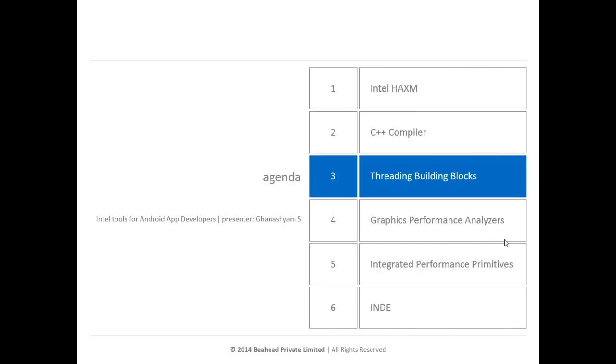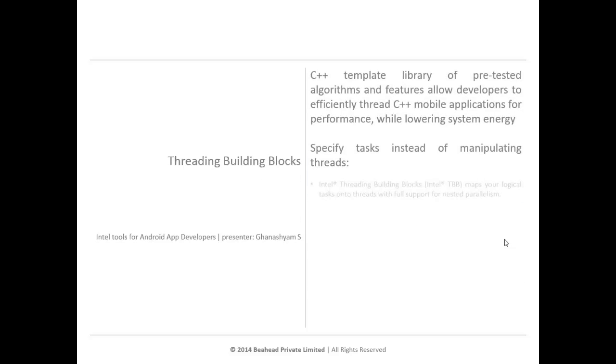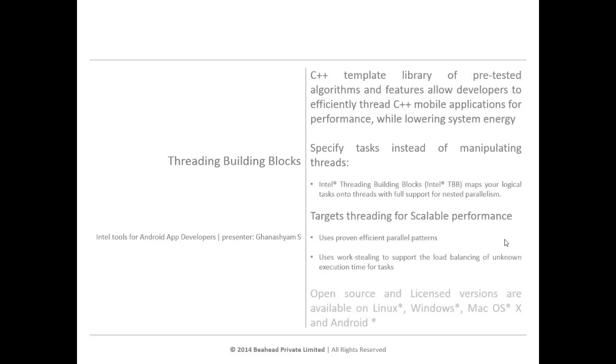Next, we will be talking about the Intel Threading Building Blocks. Threading Building Blocks, or TBB, is a C++ template library of pre-tested algorithms and features which allows developers to efficiently thread their C++ mobile applications. TBB provides a rich set of components which help you to efficiently implement higher-level tasks and task-based parallelism.